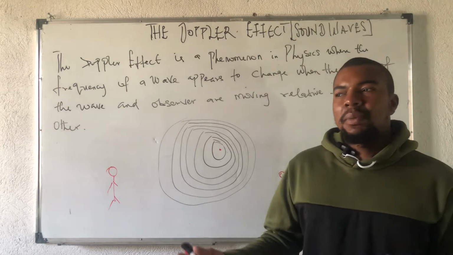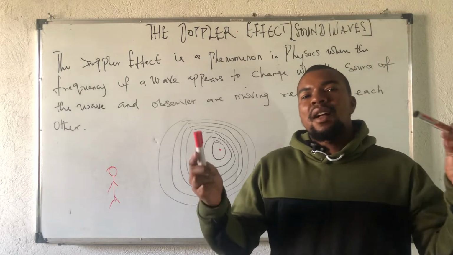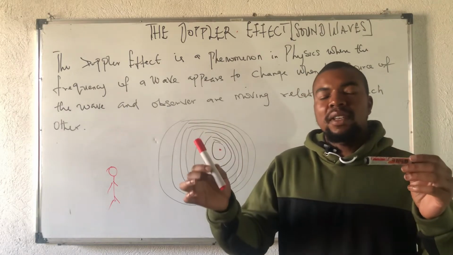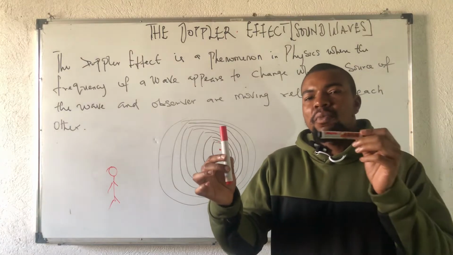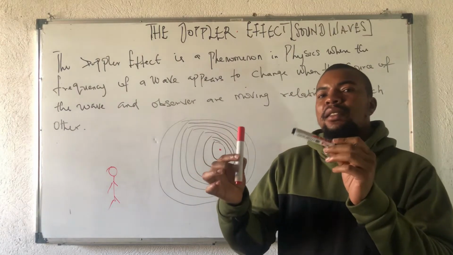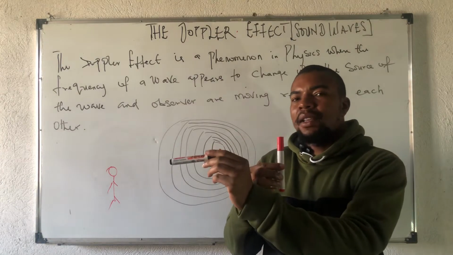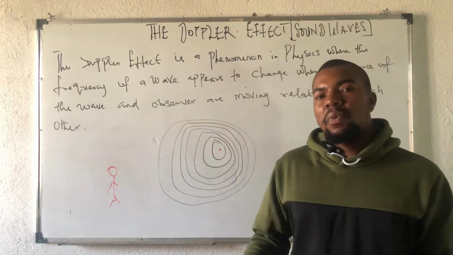We tend to experience this almost every day in our lives, where as a sound approaches you, you are the observer and this is the source. As the sound approaches you, it tends to be higher, right? But when it crosses or passes by, it tends to be lower. So this is the Doppler effect.